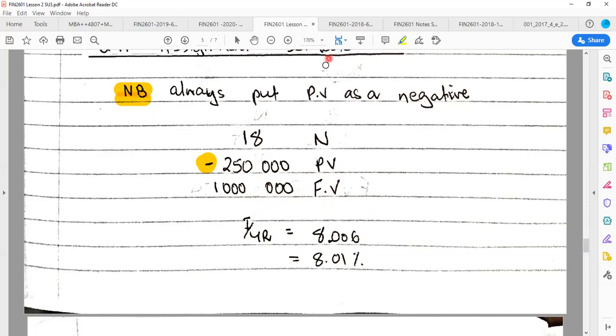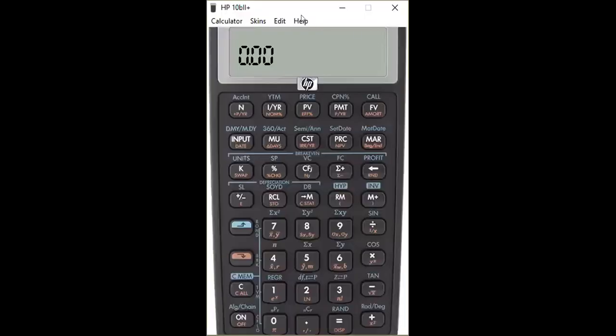Okay. So here's our HP calculator. Right here. And I'm going to illustrate to you. So when you're using this HP calculator, the first thing you need to do is press the red shift button and C. You need to press these two. And your calculator should be on 1 PYR. As you can see, this calculator is on 12 PYR, right? So because of that, it won't give me accurate answers. The calculator should be on 1 PYR.